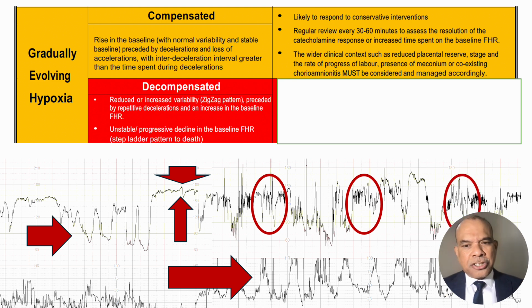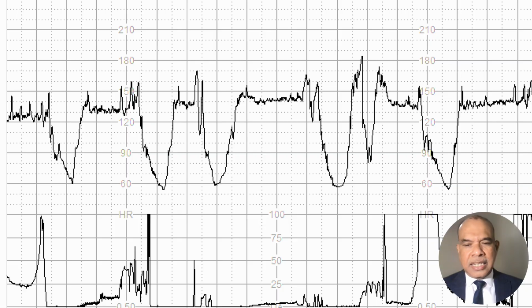And decompensation, when there are variability changes. So please remember, it's variability changes, either reduced or increased variability. And when you look at a CTG trace like this, if you use the old currency, you will panic because they are ugly, they are repetitive. But once you understand fetal physiology, you'll take a deep breath because you understand it.